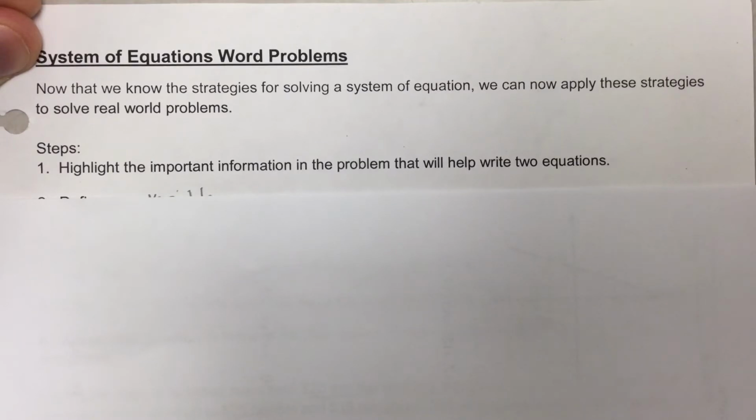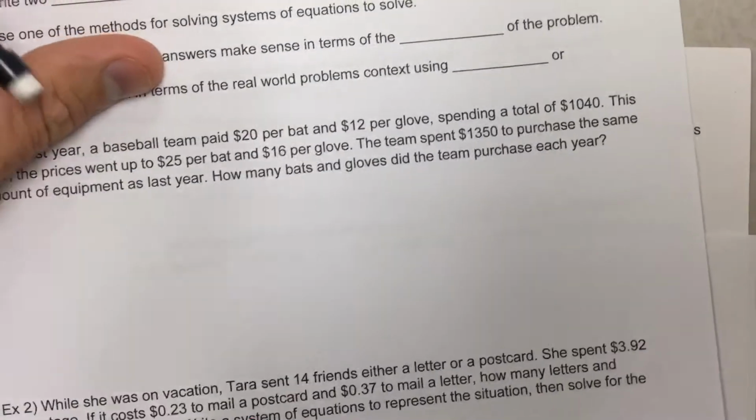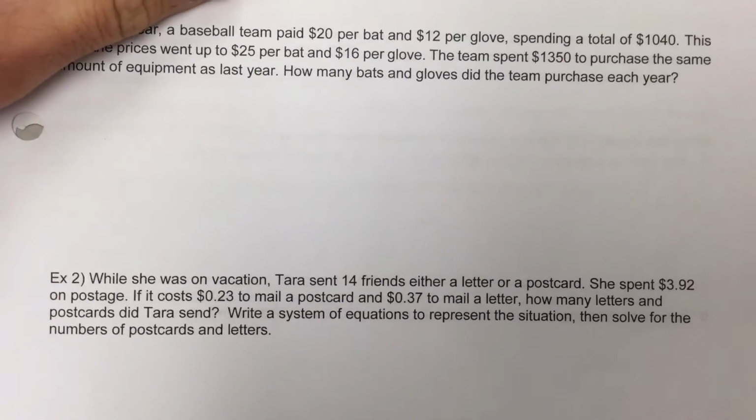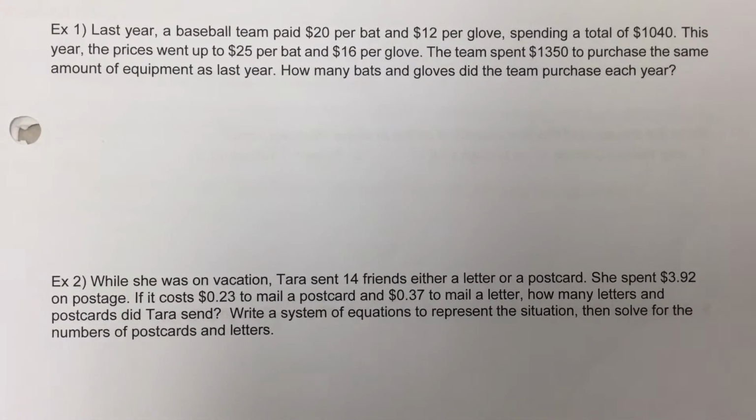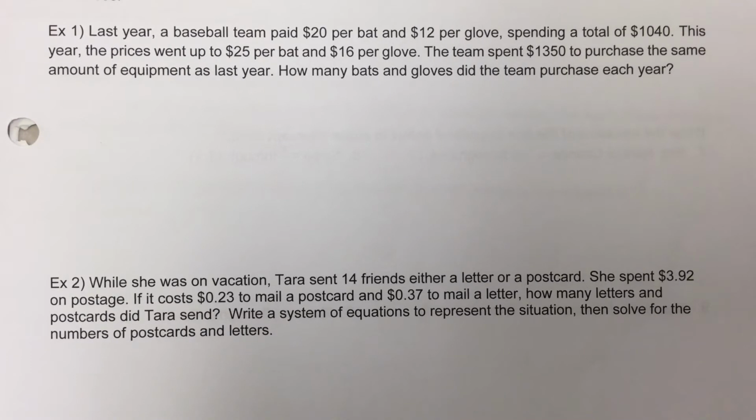Here are your steps. Highlight the important information in the problem that will help you write two equations. If we look at our first problem, example 1, it says last year a baseball team paid $20 per bat and $12 per glove, spending a total of $1,400. This year, the price went up to $25 per bat and $16 per glove. The team spent $1,350 to purchase the same amount of equipment as last year. How many bats and gloves did the team purchase each year?